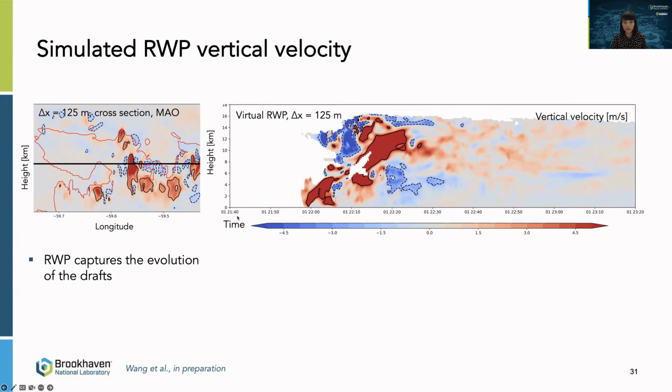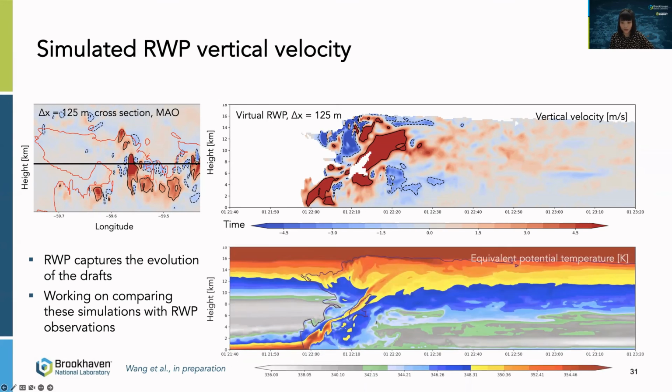But the x-axis is the time, and the y-axis is again the height. So instead of getting these individual updraft and downdraft cores in a specific time step, we captured the evolution of an updraft with the virtual profiler. You can see this updraft initiates near the surface, and as it rises and expands to the upper levels, we do capture the evolution.